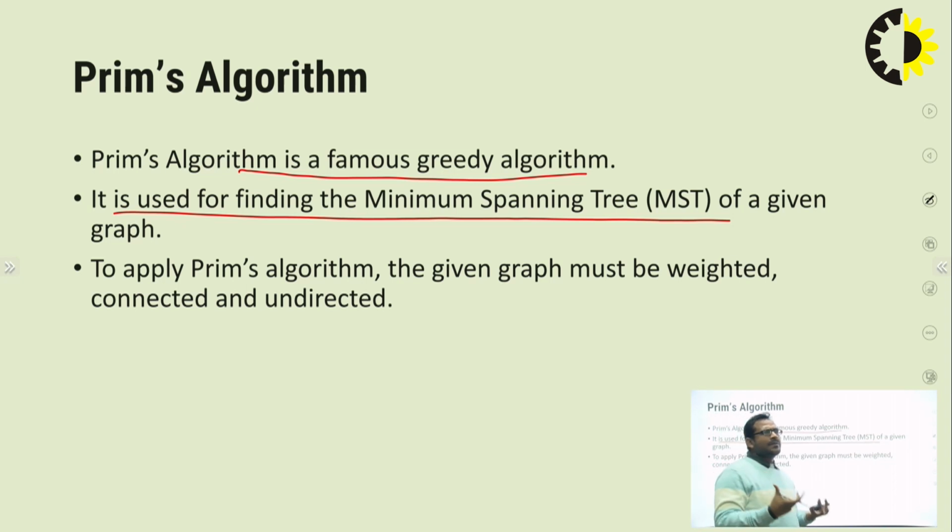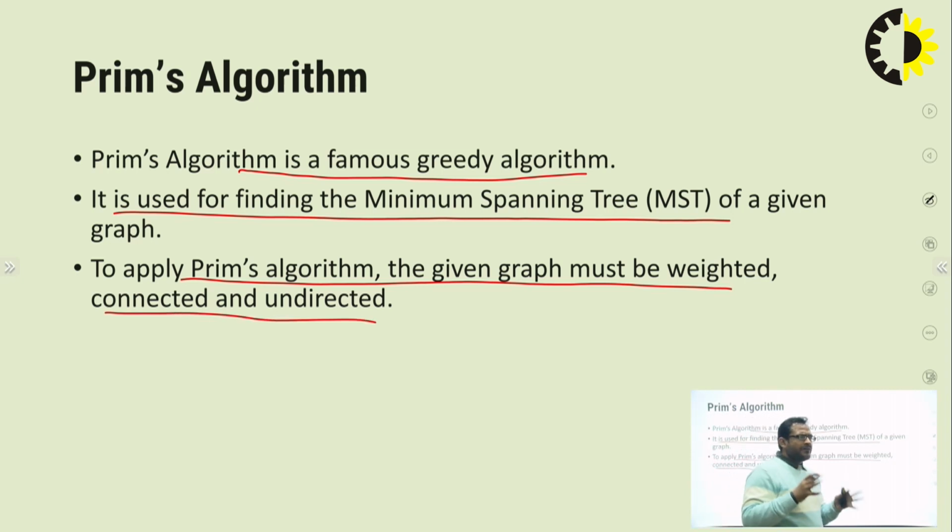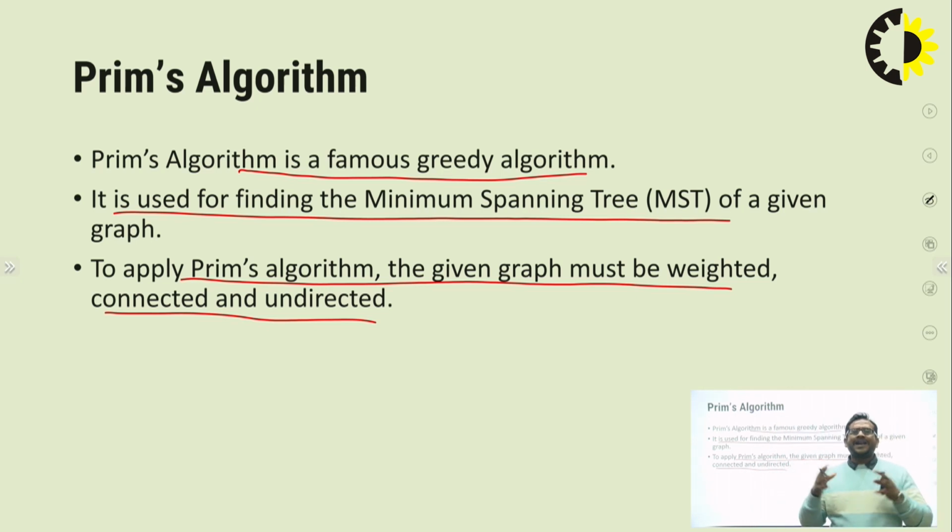What is basically a minimum spanning tree? A minimum spanning tree means a graph where all the nodes are connected in a tree form. There is no cycle in between them. And to apply Prim's algorithm, the given graph must be weighted. So the given graph has some weights, and it is connected, obviously, and undirected.